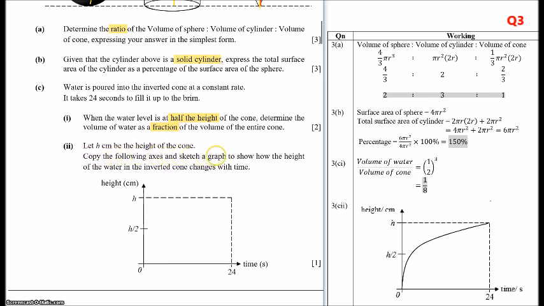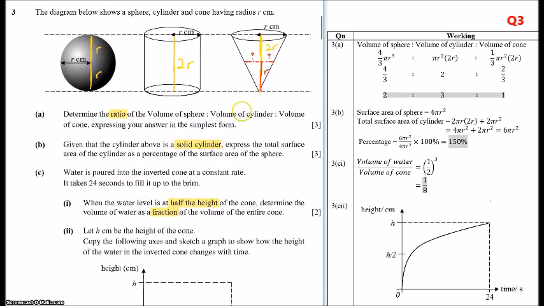Copy the axis and sketch on the graph to show the height where the water level changes as the water is poured in. So let's go back to this cone over here. You can see that initially the water level will rise very fast because this is a very small area. So it will go up very fast.